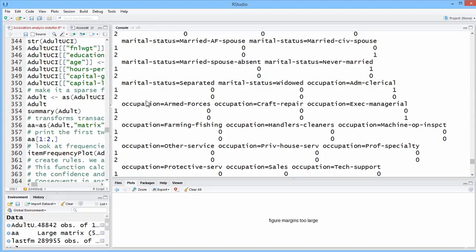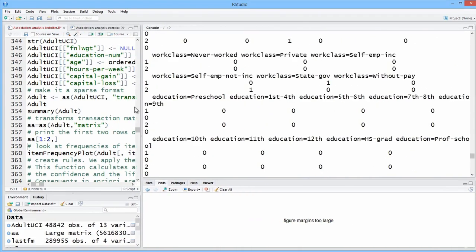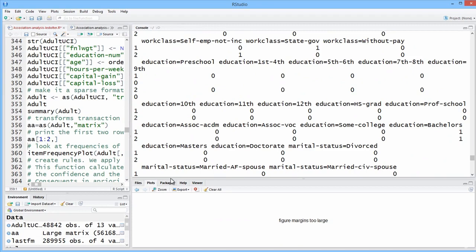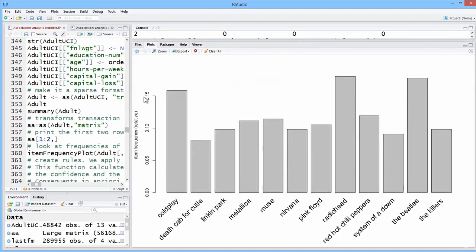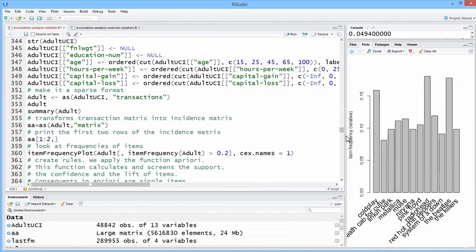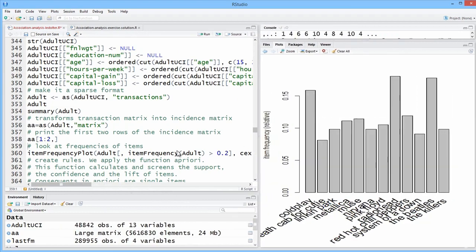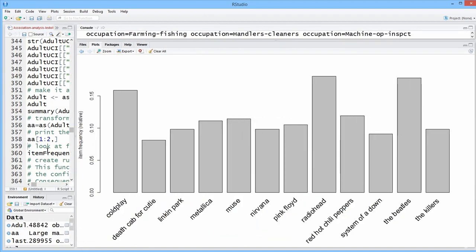Okay, so now we're going to do the item frequency plot, and I know what I'm looking at, so I won't get confused. And let's just read it to make sure. Yep, where item frequency is at least 20%.